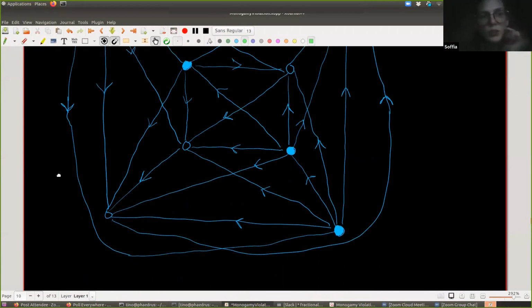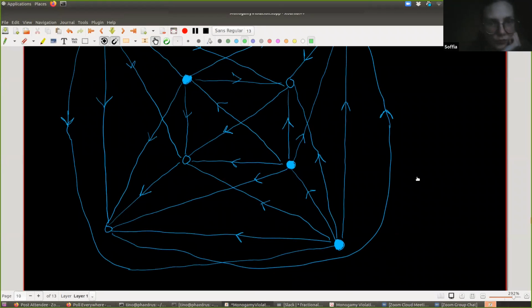Can you zoom out a little bit? I think you can do it in like view. Yeah.